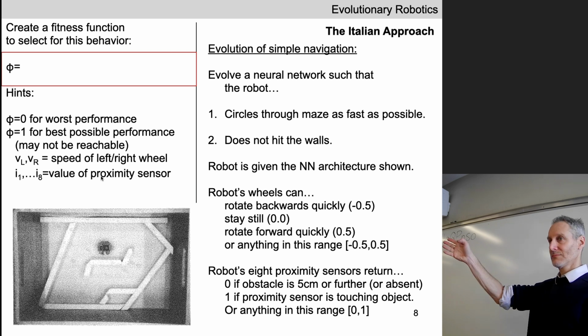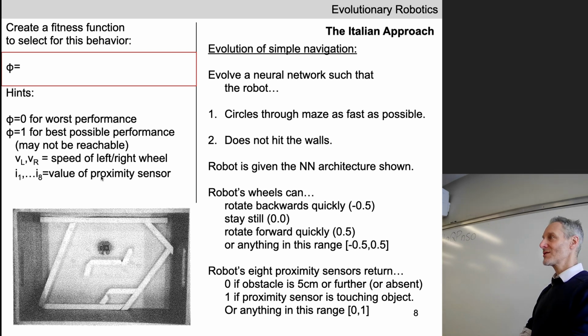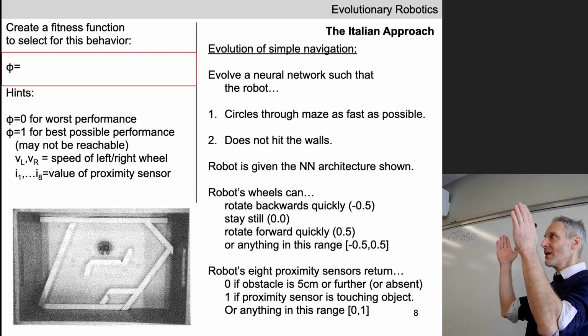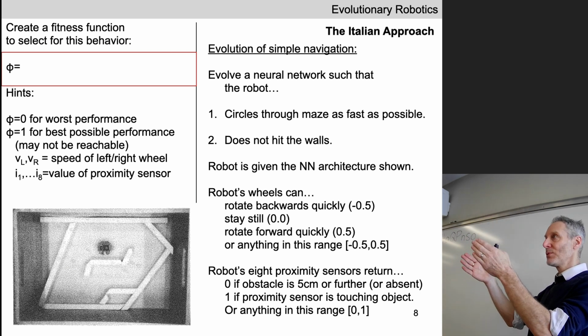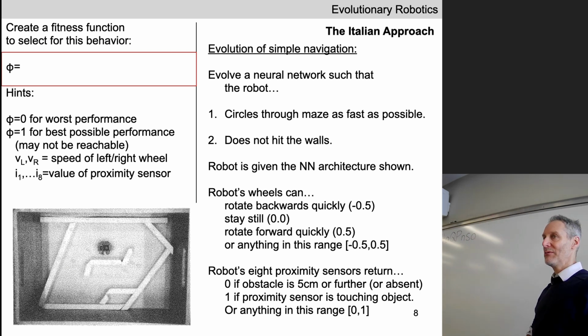Go in a line. Obviously. If we sum them, yes. You mentioned if we take the absolute values. What happens if we take the absolute values of VL and VR? What possible behaviors are we going to get? Phi equals absolute value of VL plus the absolute value of VR. What kinds of behaviors would evolve?